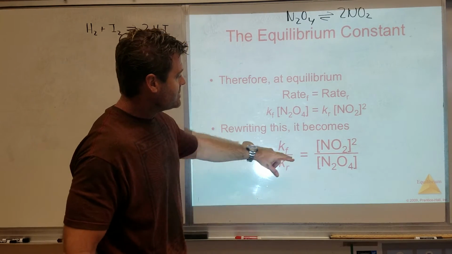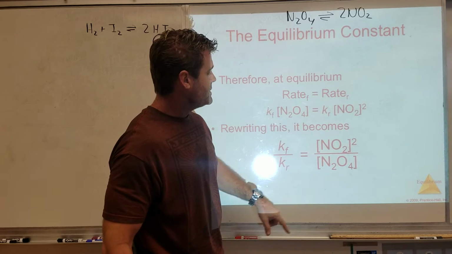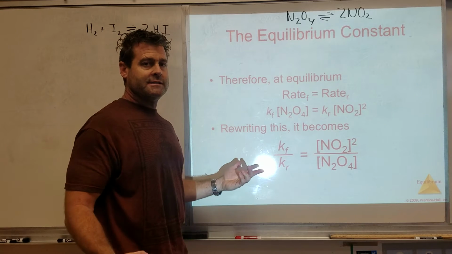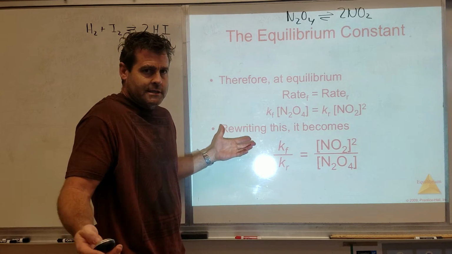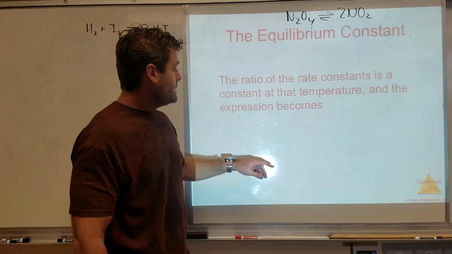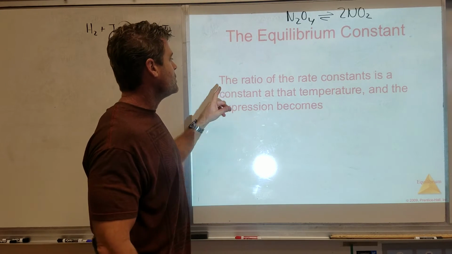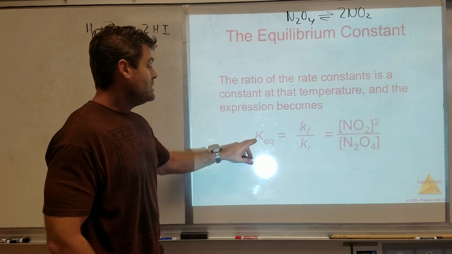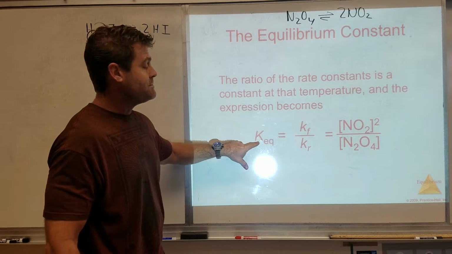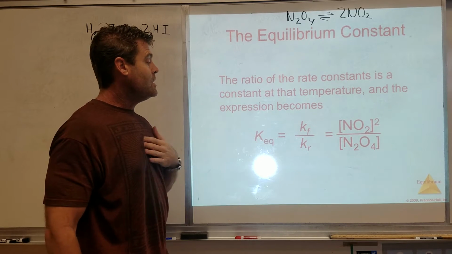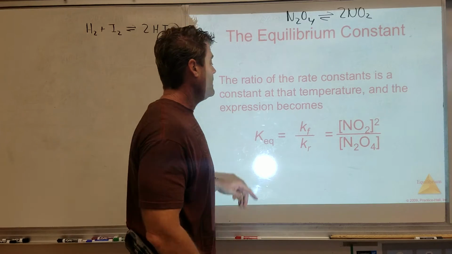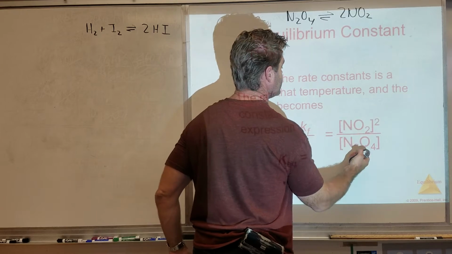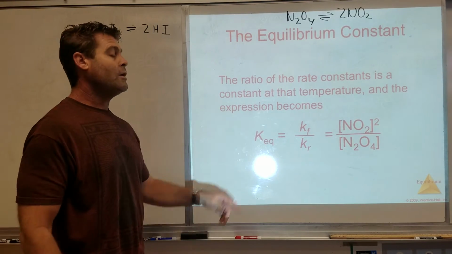You can imagine, right? Then the concentration of NO2 squared over the concentration of N2O4. If you have a constant over a constant, remember, a constant is a number that doesn't change. Wouldn't you agree that's just a constant? So the ratio of the rate constants is a constant at that temperature. We say a constant over a constant, we just make it a constant, and we call it the equilibrium constant. So if you take the ratio of NO2 squared to N2O4, the ratio will always equal a constant.